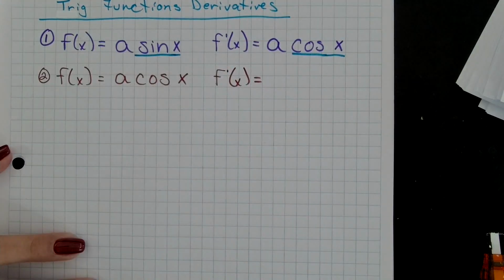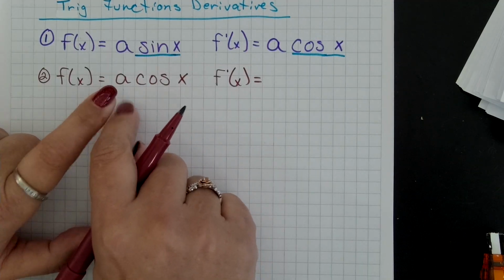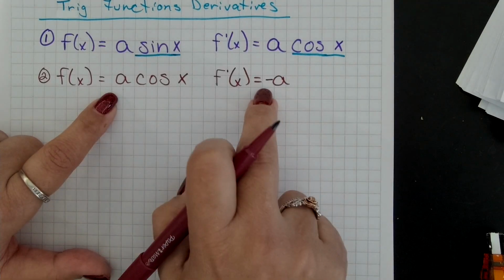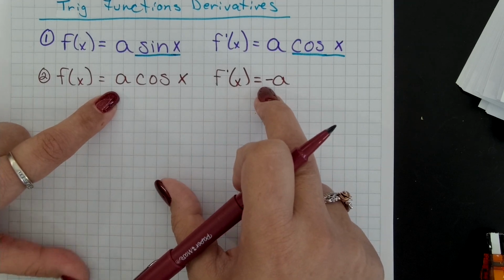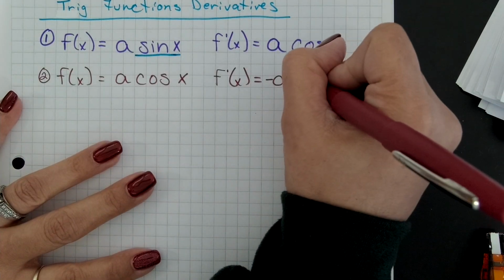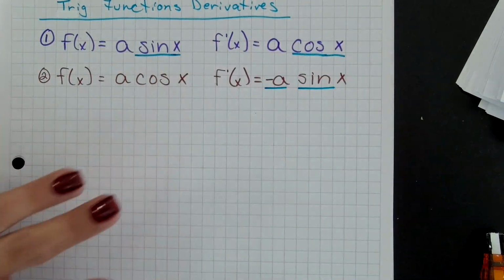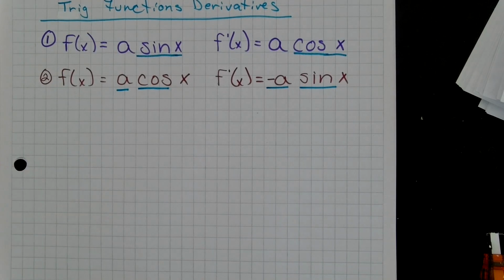2 things will change. The first thing that's going to change is your coefficient. The coefficient is going to become opposite of what it was. That doesn't mean that you're just going to throw a negative sign in front of the number. You have to literally change the sign. So if it's positive, it becomes negative. If it's negative, it becomes positive. And then it changes to sine. So 2 things here are going to change. This will probably make more sense when I show the examples.